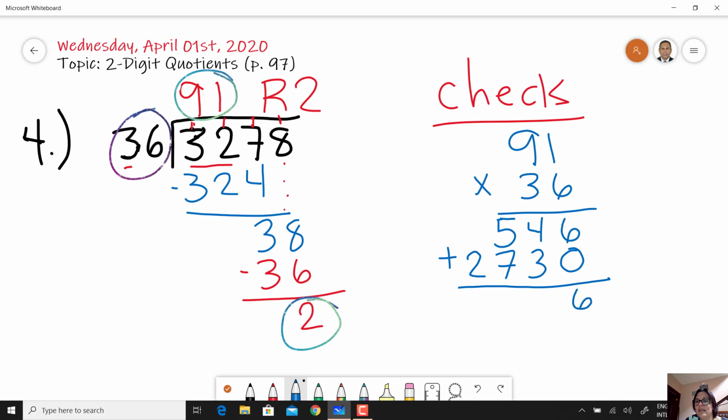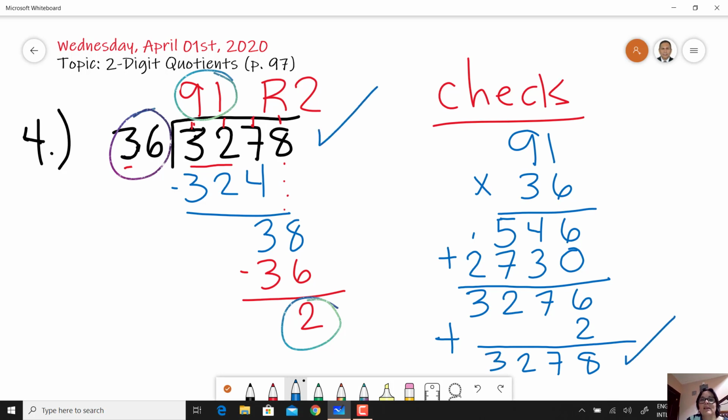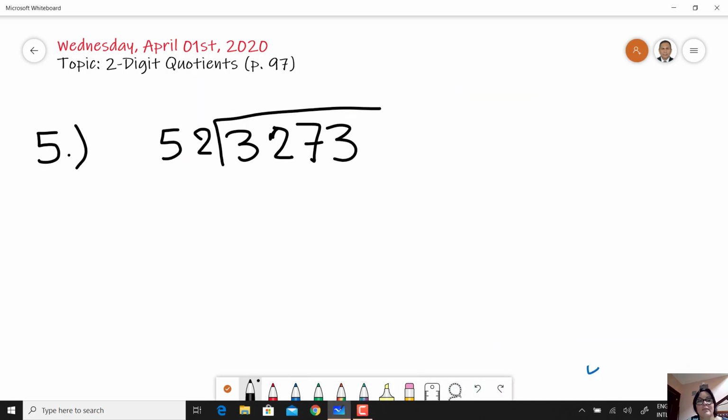Now we have to add this. 6 plus 0, 6. 4 plus 3, 7. 5 plus 7, 12. And 1 plus 3, plus 2, sorry, 3. And now we have to add the remainder, that is 2. 6 plus 2, 8. 7, 2, 3. Is this one the same with this one? Yes, right? So that means that number 4 is correct.